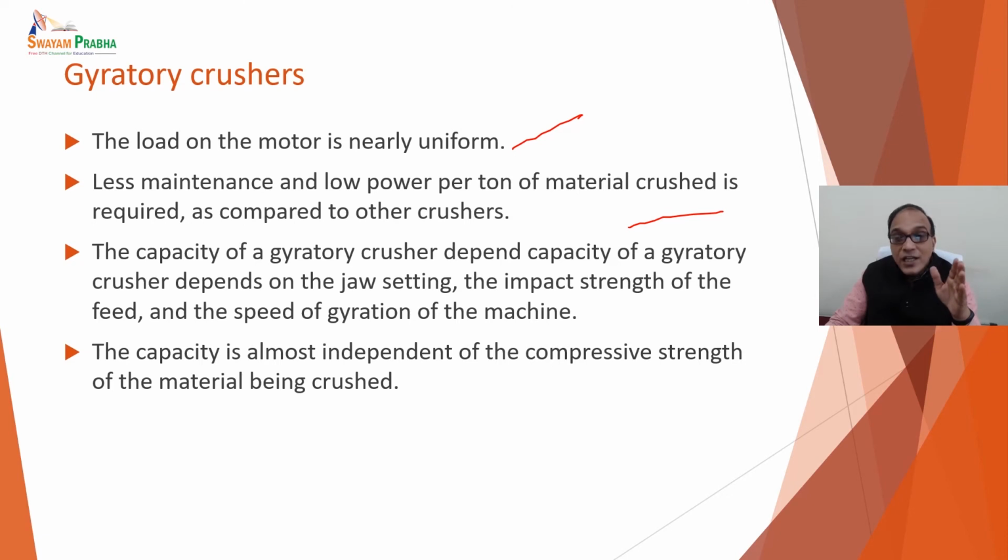The capacity of a gyratory crusher depends on the jaw setting, the impact strength of the feed, and the speed of gyration of the machine. These are the three factors on which the capacity of crushing depends. The capacity is almost independent of the compressive strength of the material being crushed. So this was about the gyratory crusher.